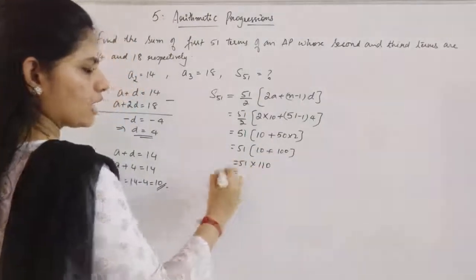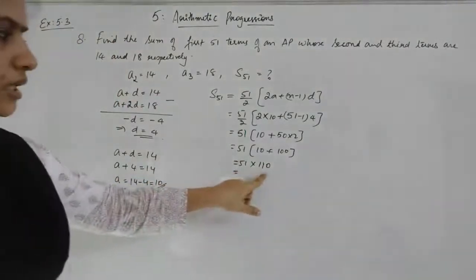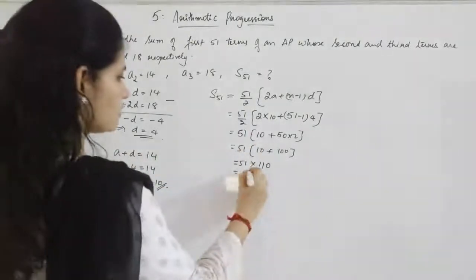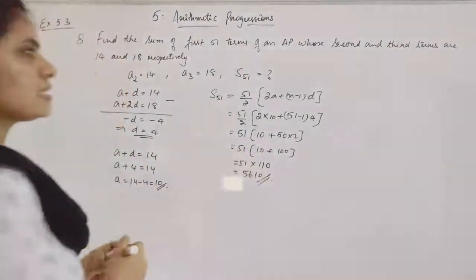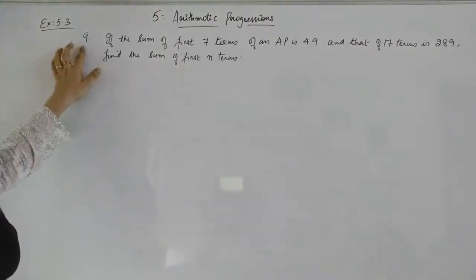110, so that your answer is 5610. Okay, 51 into 110 will give you 5610. So the answer is 5610 as a sum of 51 terms. Clear? Next is question number 9.